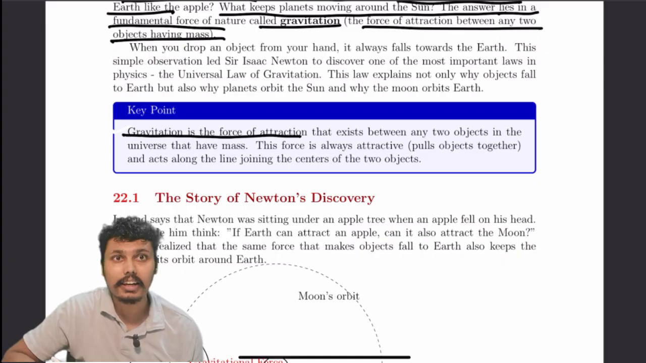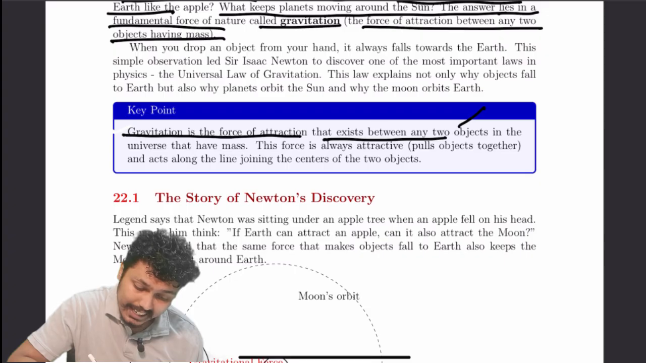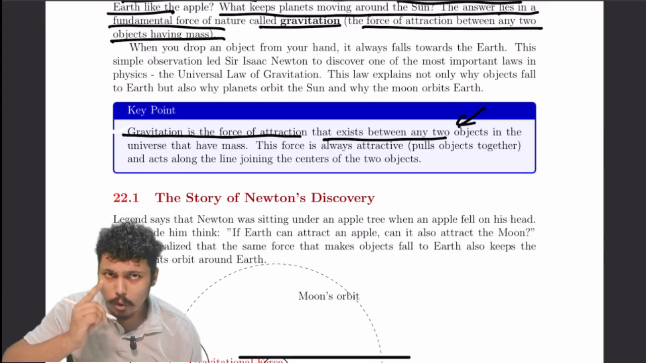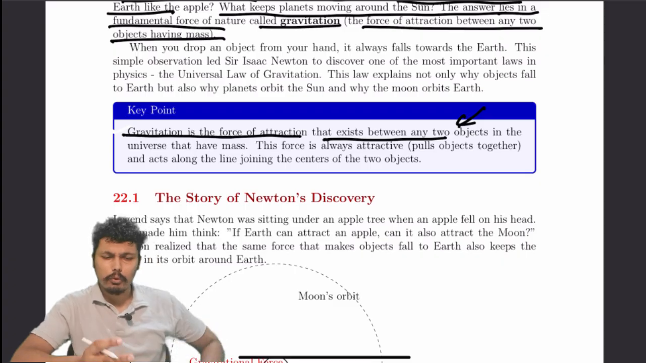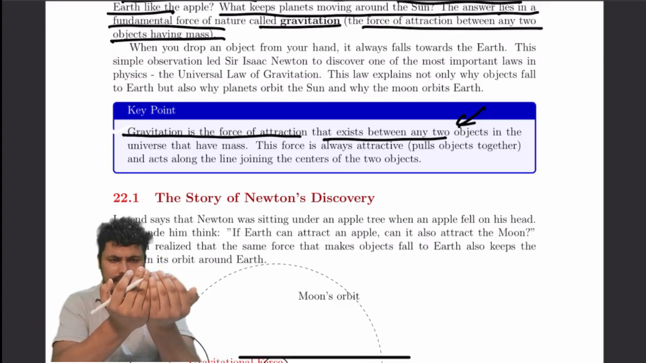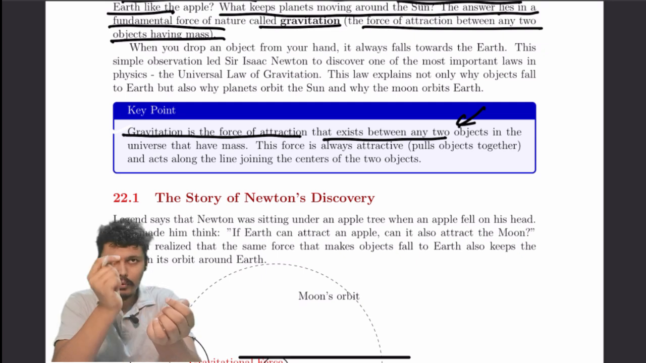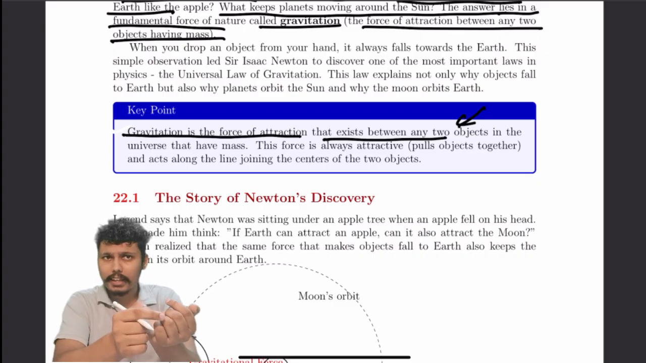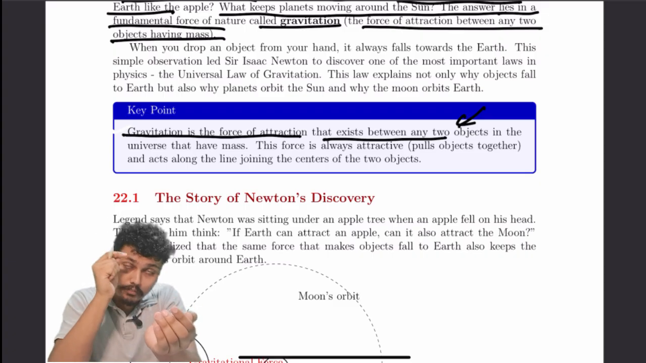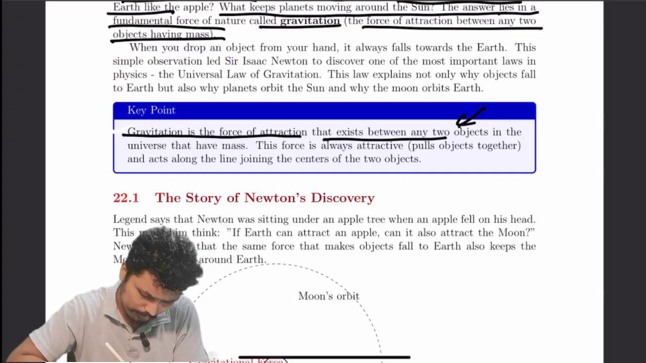Gravitation is an attracting force. It's a force of attraction that exists between any two objects. Sir, that means my phone is here in my hand and I'm sitting here. Will there be force between me and my phone? Yes. You are an object. Your phone is an object. You have mass. Your phone has mass. There is a force of gravitation between you and the phone. Are you getting the point?